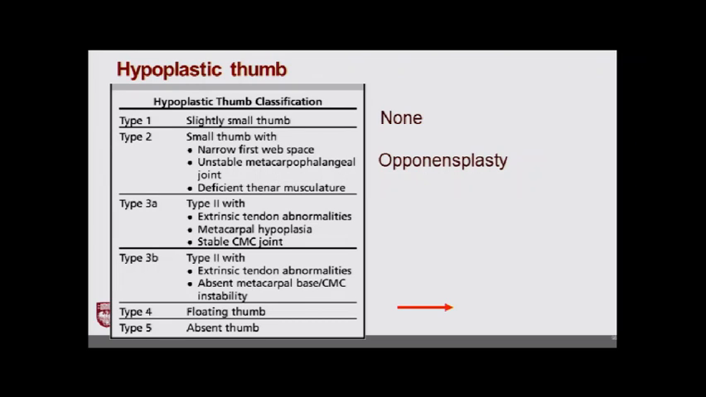You're going to increase their ability to oppose with replace the deficient thenar musculature, so opponensplasty procedures. When they have weak tendons, but they have a key thing here, stable CMC joint, you can do tendon transfers to improve range of motion. And then now anything why they decided 3A and 3B, where you have now an absent metacarpal base, needed to be a separate type. It doesn't make any sense to me, but Blauth gets credit for making it complicated.